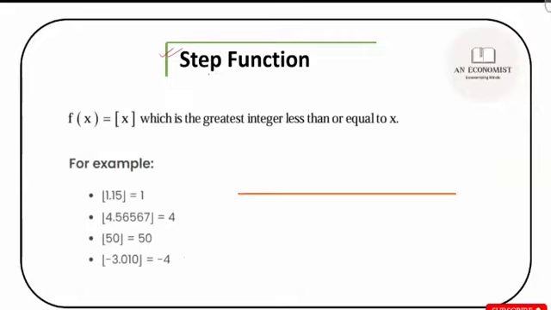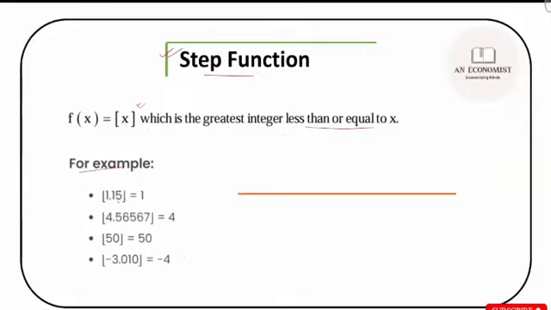Let's discuss what is a step function. Step function is also known as the greatest integer function, and it is represented by the box, right? If x is box x, this third bracket implies box, right? Box x is the greatest integer less than or equal to x. Let's look at some example to explain this.